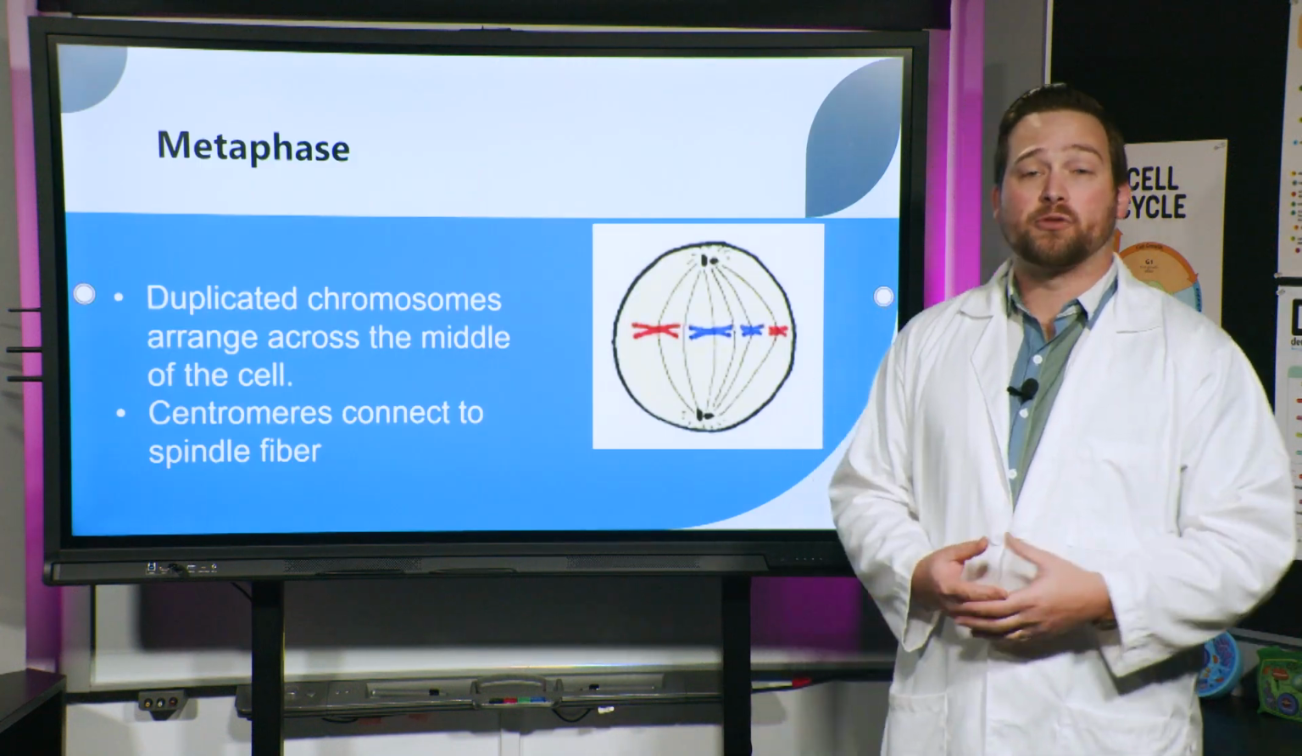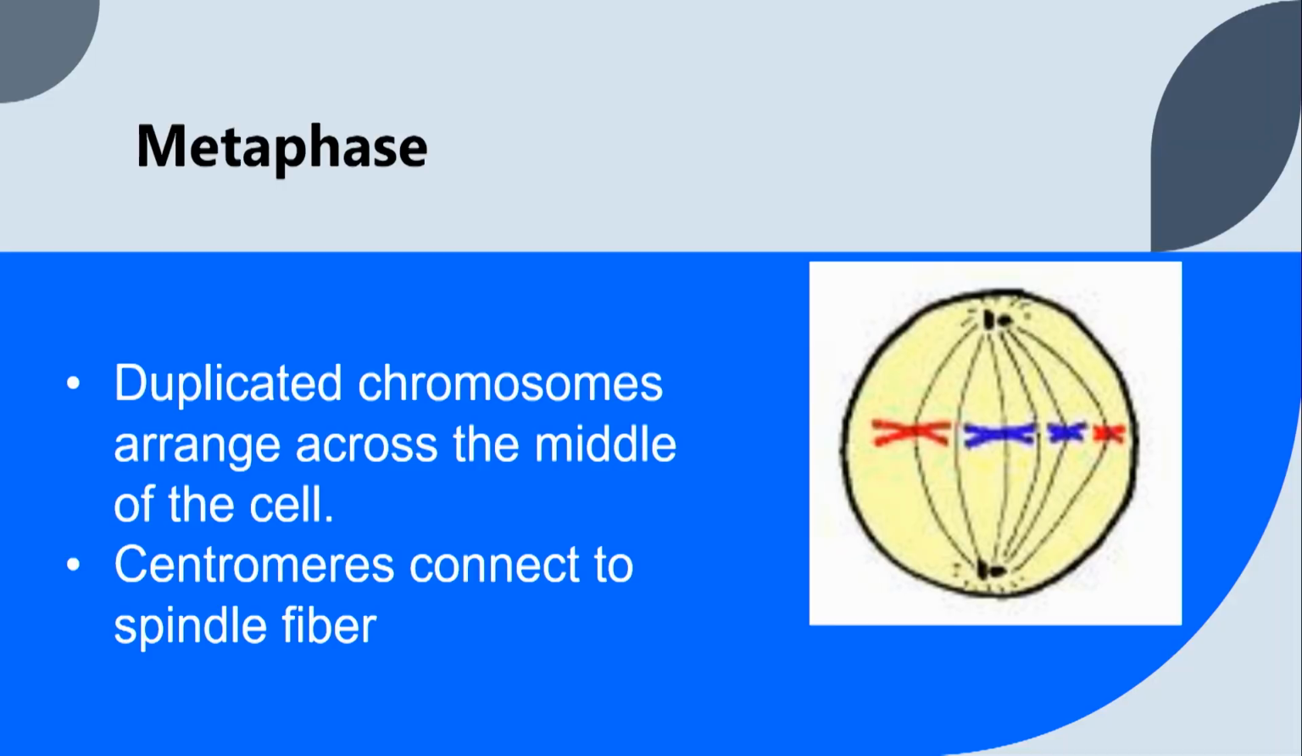Let's move on to the next one. This is metaphase. Metaphase is kind of easier to identify. The main word I want you to remember here is middle. So what's happening in metaphase? Well, the duplicated chromosomes are arranging across the middle of the cell.